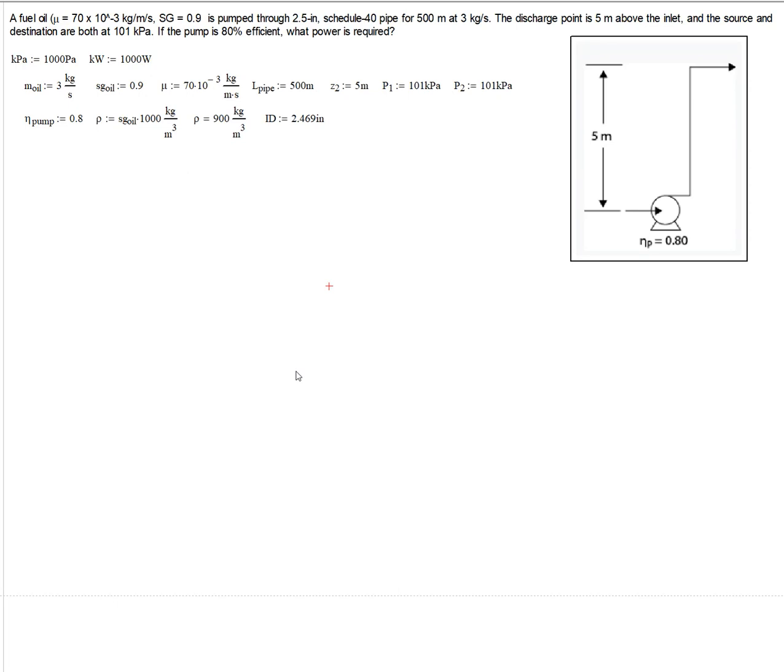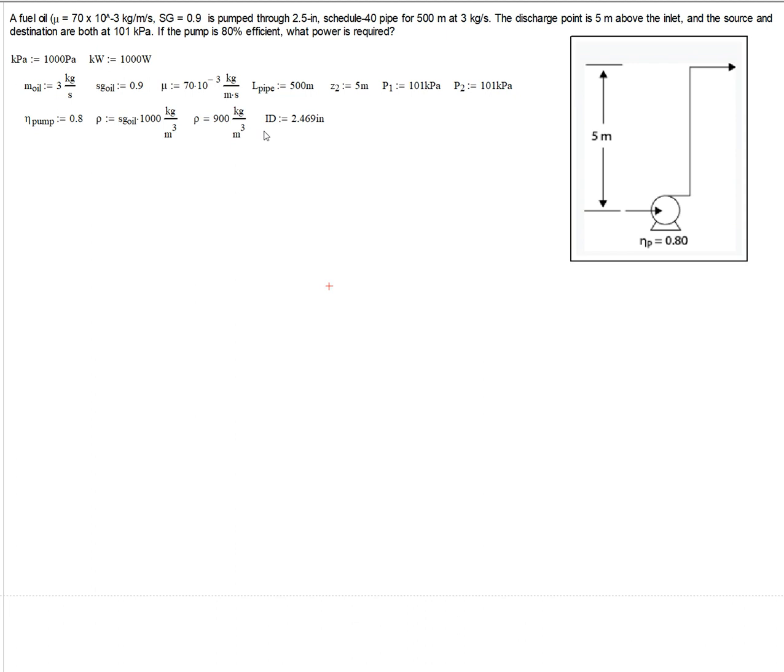In this problem, we have a fuel oil with some properties that are given being pumped through a 2.5-inch Schedule 40 pipe for 500 meters at 3 kilograms per second. And then the discharge point is 5 meters above the inlet, and the source and destination pressures are both at 101 kilopascals. If the pump is 80% efficient, what is the power required?